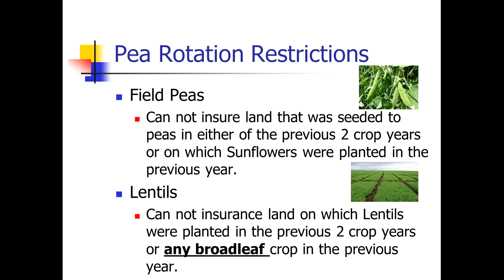And on lentils, kind of the same thing. You can't insure any land in which lentils were planted in the previous 2 crop years or any broadleaf crop in the previous year. So obviously any broadleaf crop could entail all kinds of things. Peas would be one thing, but alfalfa, canola, you could go through a whole list of things that would fall into that category. So basically, unless you have a grass crop before the lentils, you can't seed them and have them insured.